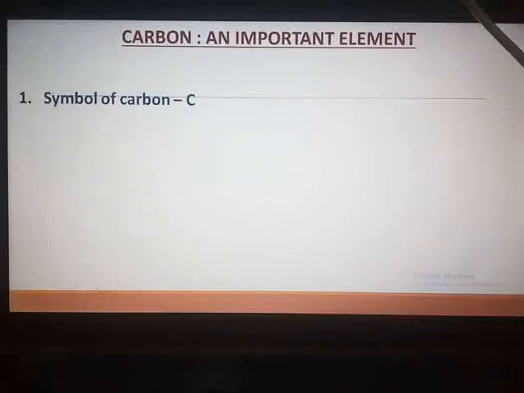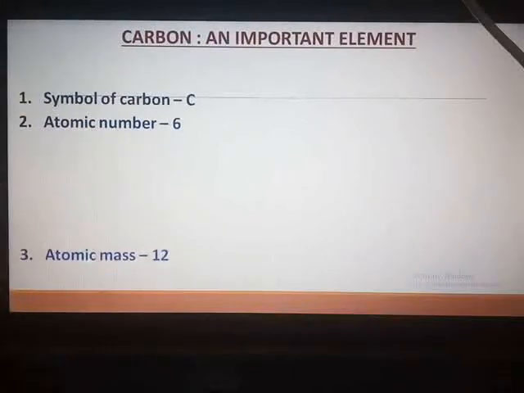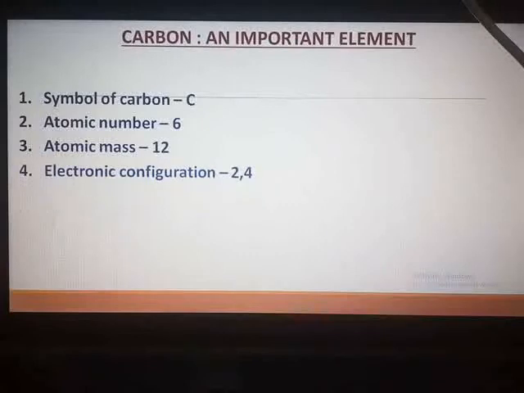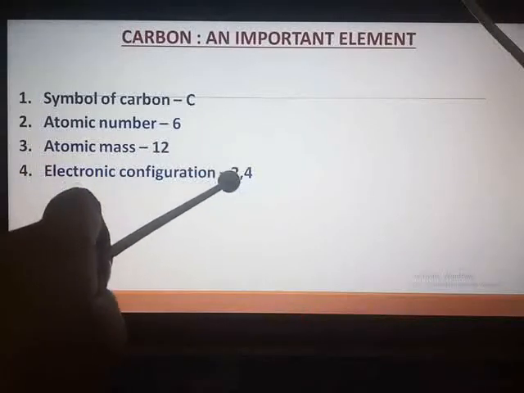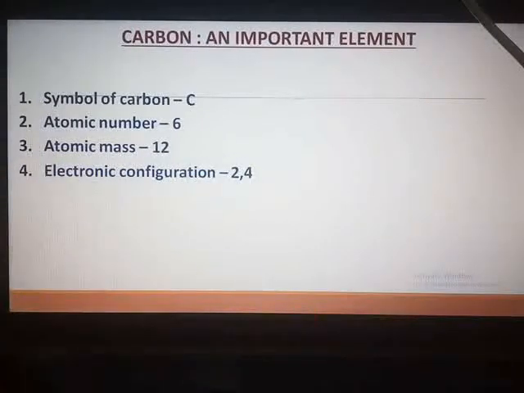Now we will see the symbol, atomic number and atomic mass of carbon, the different concepts related to carbon. The symbol of carbon is capital C, atomic number 6, atomic mass 12, electronic configuration 2 electrons in the first shell, 4 in the second shell, making the valency of carbon 4.